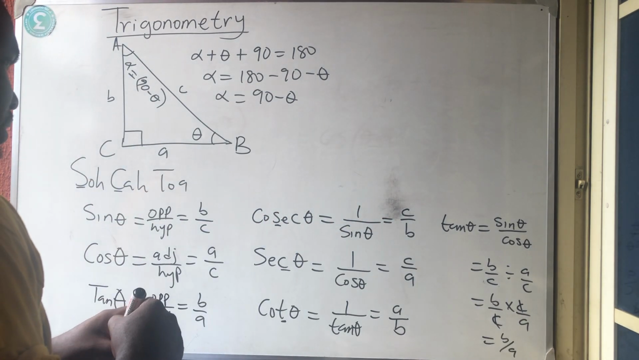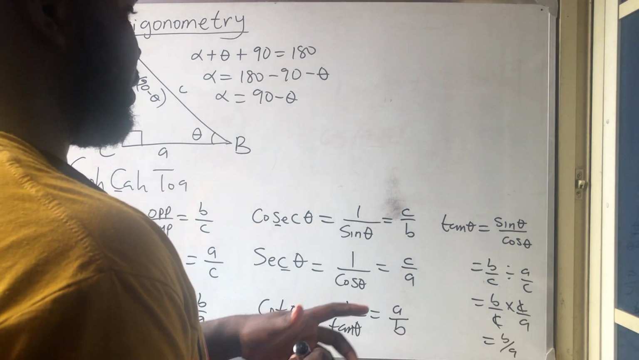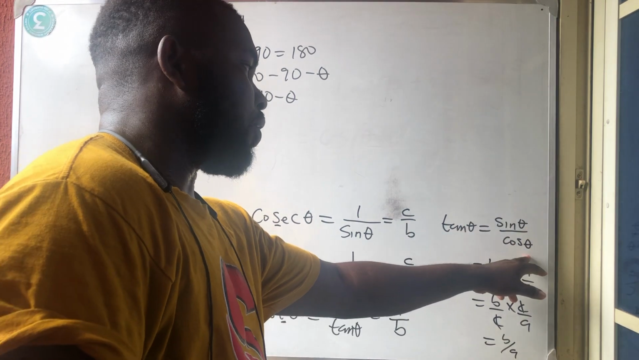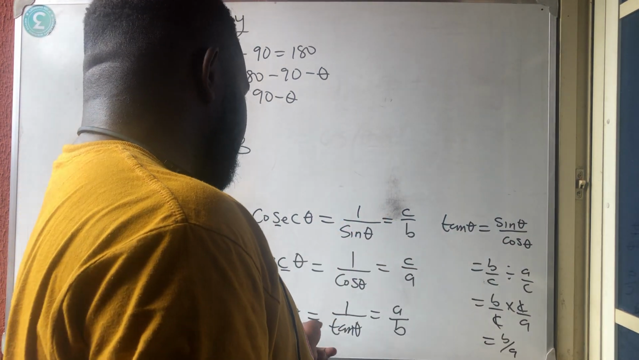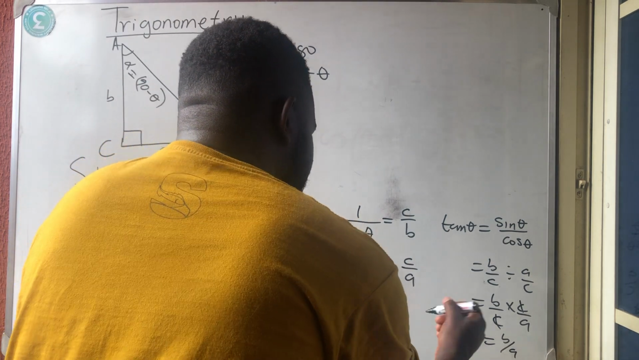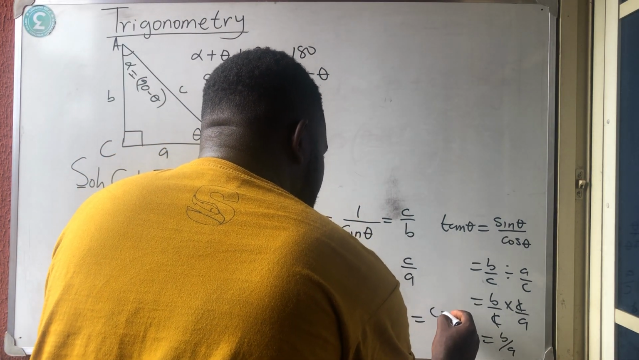So tan theta is what? Sine over cos. So since cot is the inverse, it means that cot is something as saying cos over sin now.